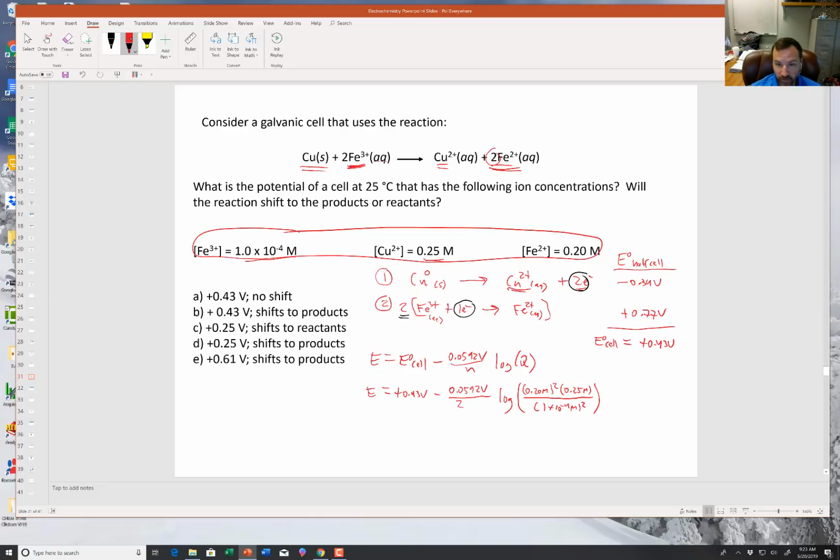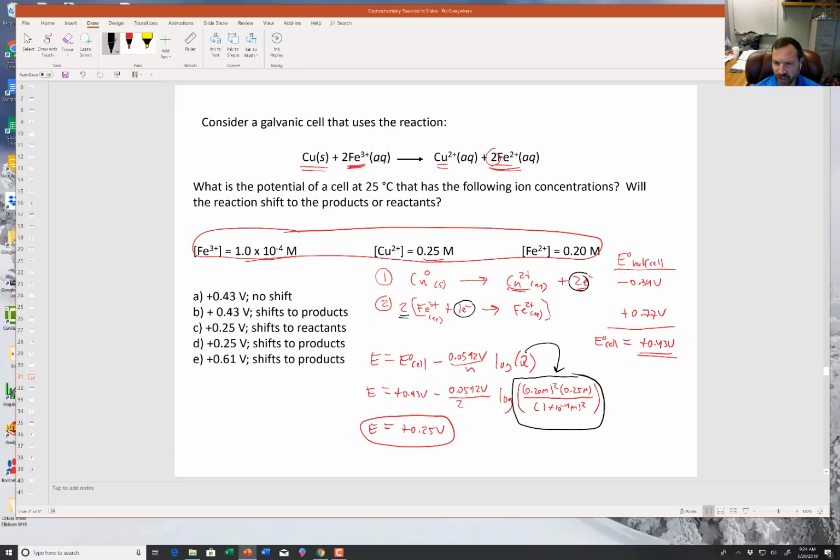So we do that. So if we take the log of that expression and do our math, we'll find that E equals positive 0.25 volts. So we could see then that we're not at standard conditions. So now the question is, why was our voltage lower compared to our standard cell potential? So hopefully we can figure that out by looking at our Q.